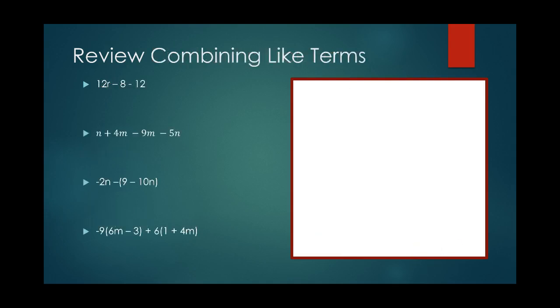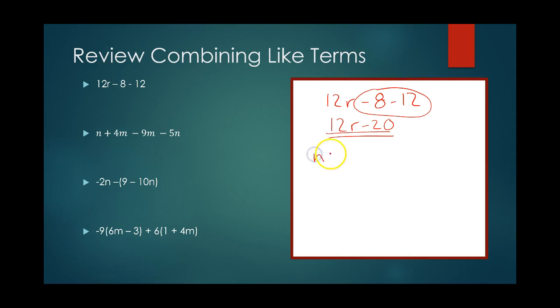The other important concept is combining like terms. So if I look at an expression that has multiple terms, I want to only put the like things with like things. So 12r can only go with anything else that has an r. So because there isn't, I can only combine my constants here. So negative 8 minus 12 gives you a negative 20. And that would be your final answer.